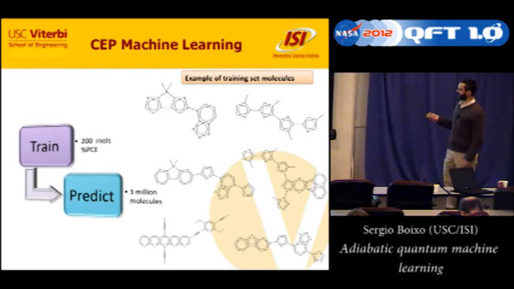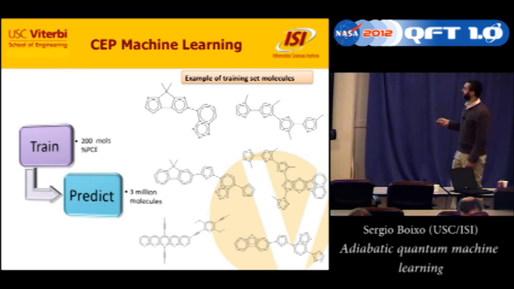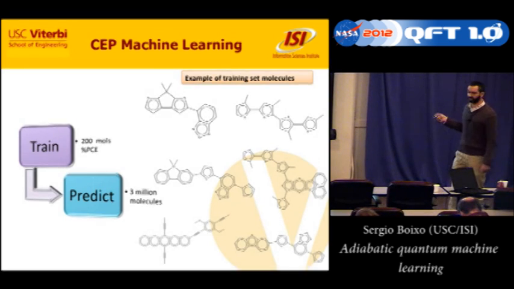So at the end of the project, it will be 10 million molecules. And you want to learn from the training set how to predict the efficiency. So these are just representative molecules that you want to understand.